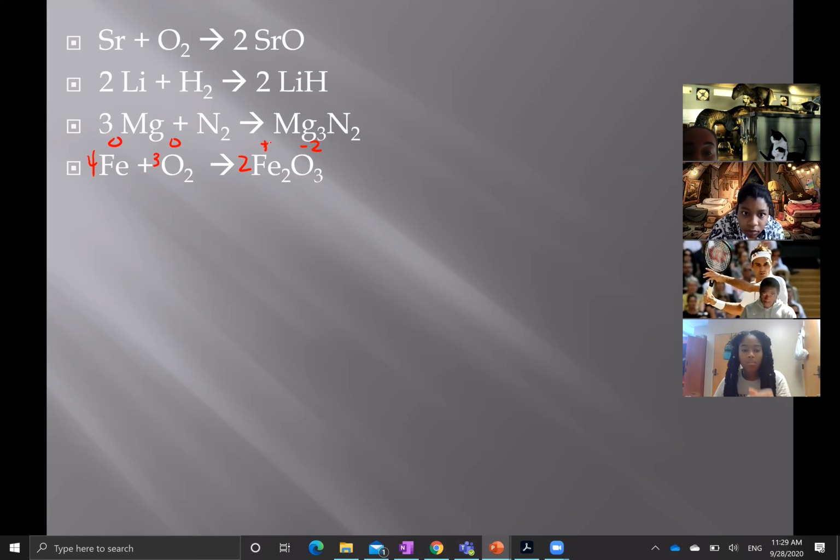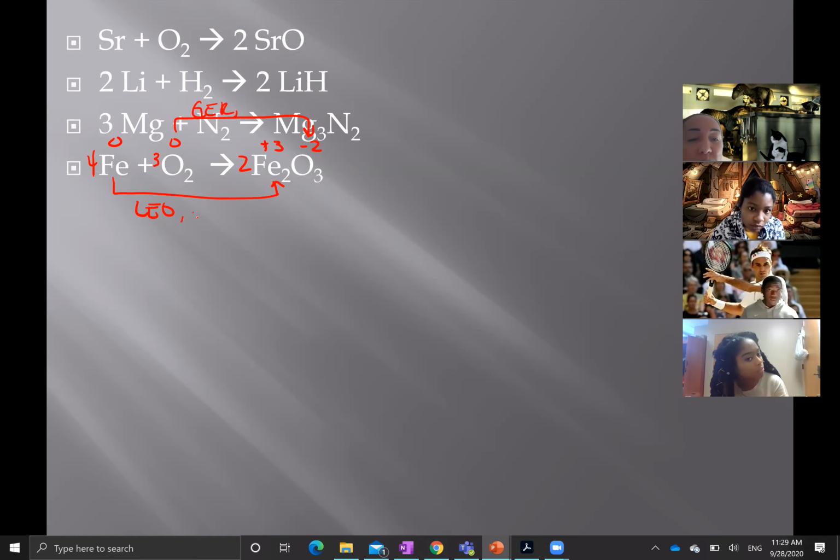Okay. So who's LEO and who's GER? LEO is reduction. I mean, sorry, the iron is reduction. I was going to say the same thing. No, LEO is iron, and then this is GER. This is the reducing agent. This is the oxidizing agent.